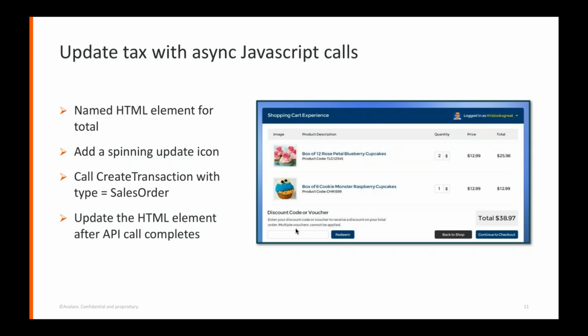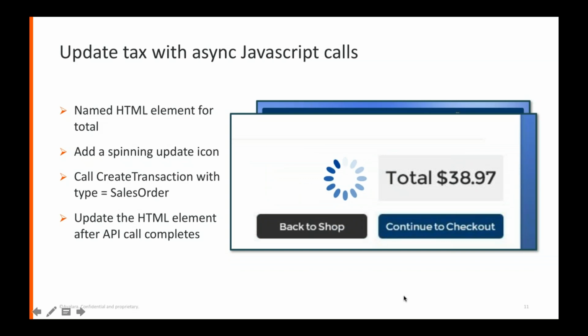Okay, so basically what we're talking about here is create a very simple HTML element, maybe this total box here, give it a name tag. We're going to work with that HTML element directly, and we're going to add a spinning update icon so that when you load the page, you get something like this. You've got a total, and you're then going to hit the stub function. The point of this is you can render the page immediately. Correct. You don't have to wait for anything.